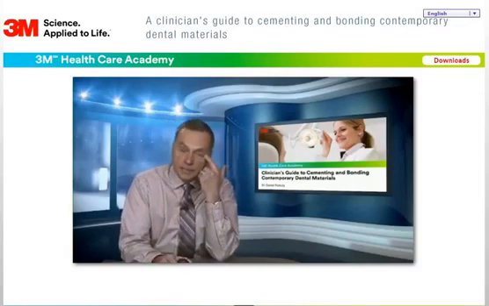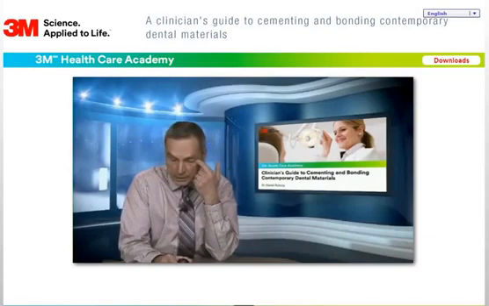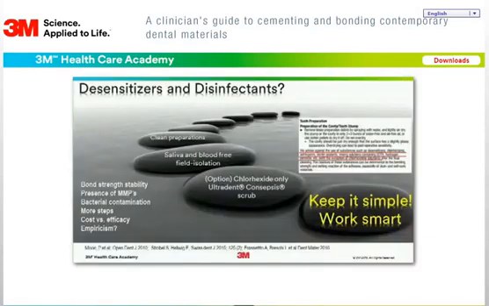So what about these sensitizers and disinfectants? Well, in my view, empirically, many of these things sound fine.